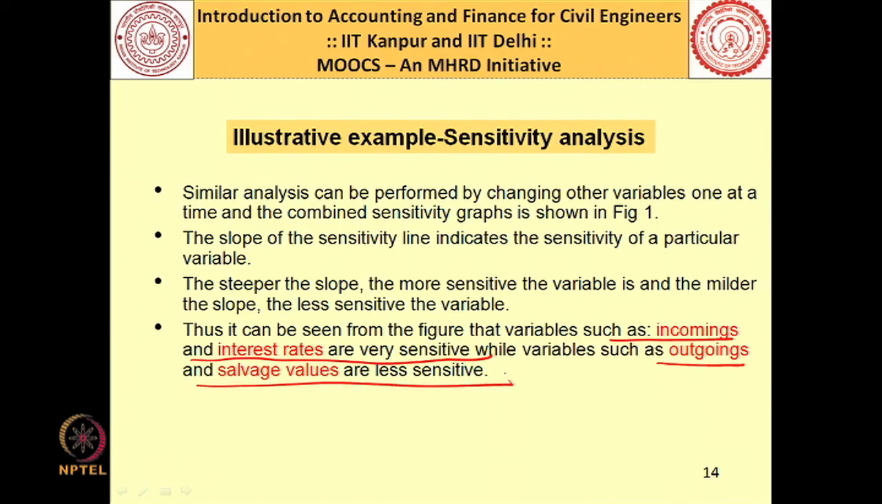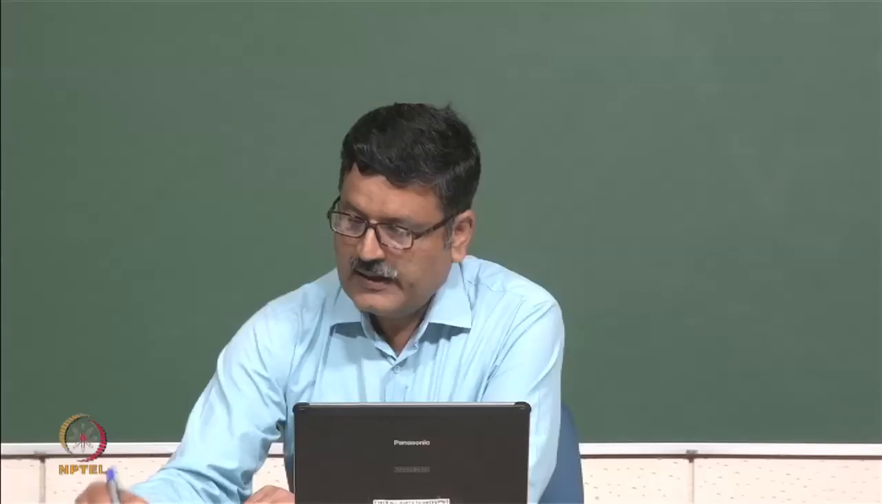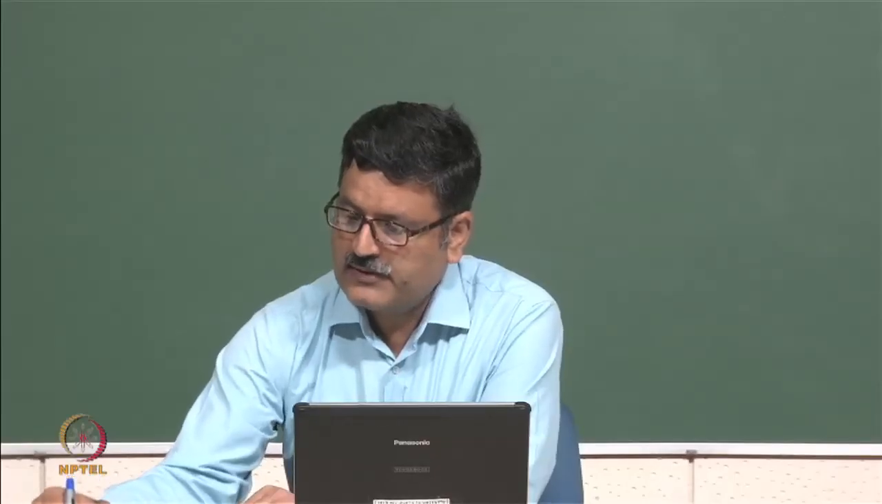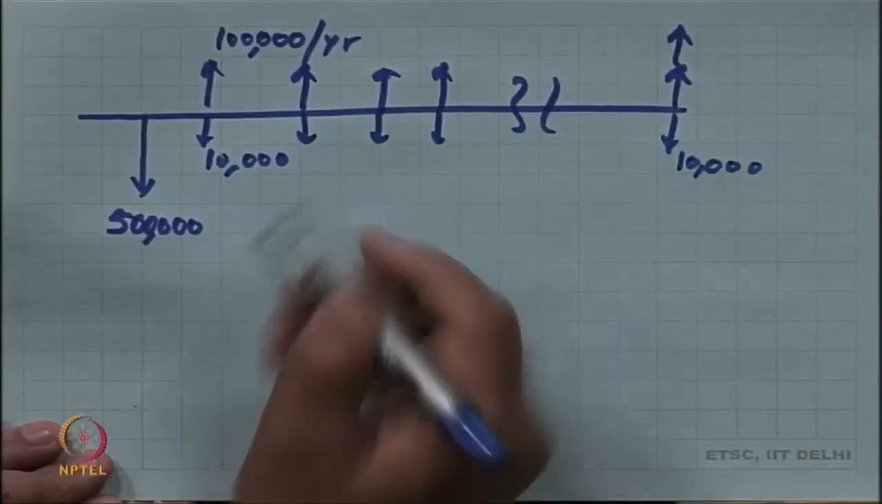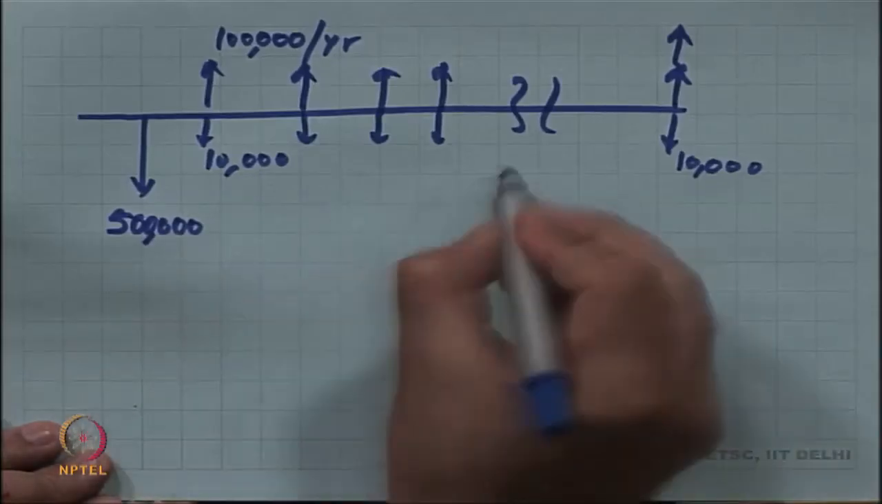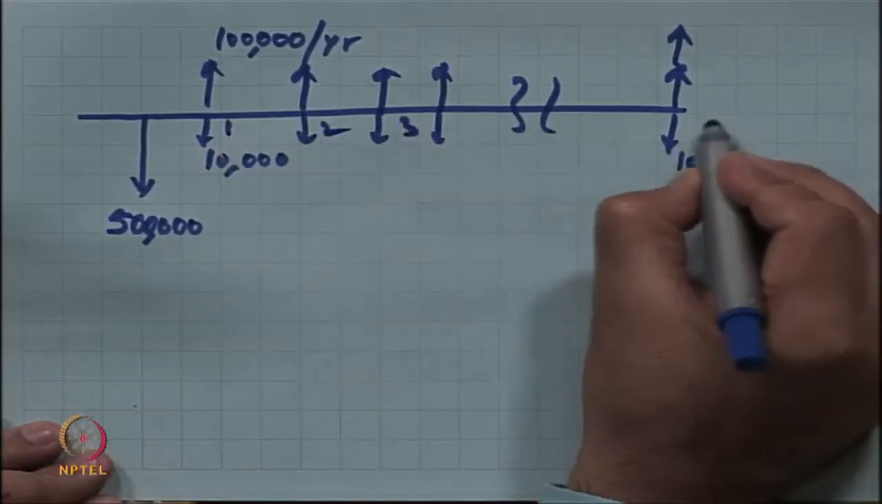How do we do this? In the same problem, instead of 5,000 outgoing, we can take it as 10,000. We are not changing the 500,000, and 100,000 remains 100,000, but this 5,000 we assume becomes double, the expense becomes double, and there is no change in salvage value and no change in the incoming value. So, this 10,000 still remains 10,000. Now, this is year 1, 2, 3, up to year 10.